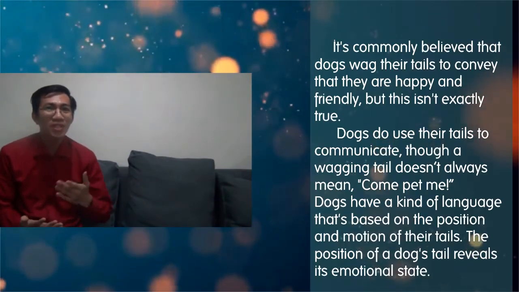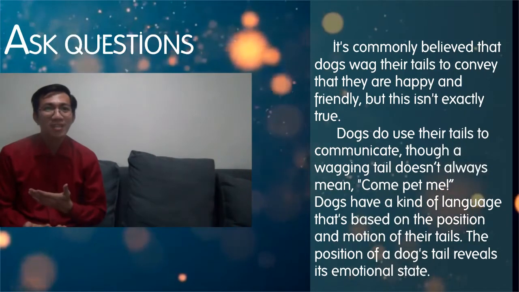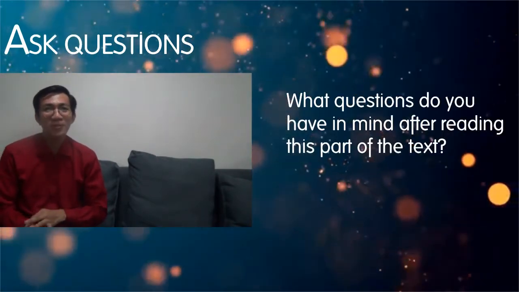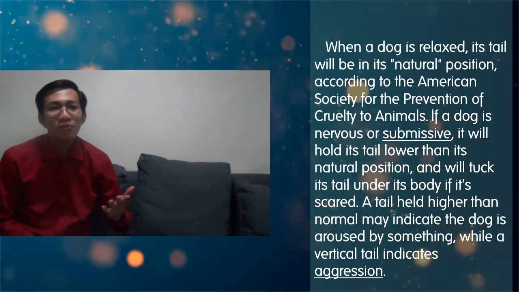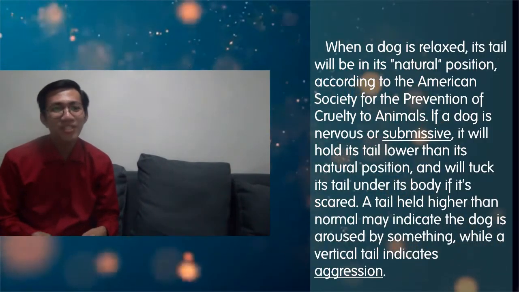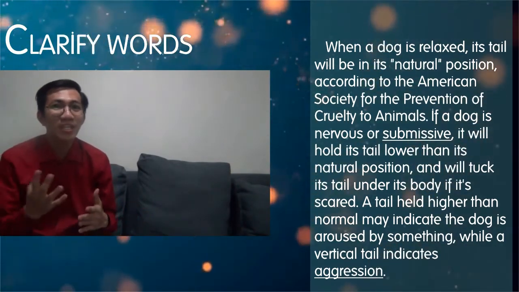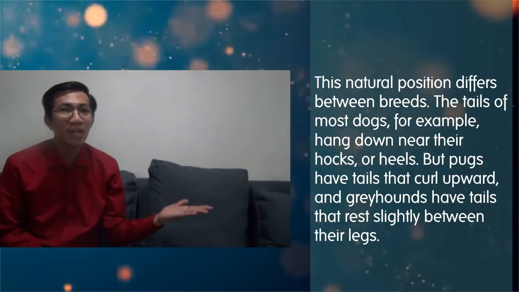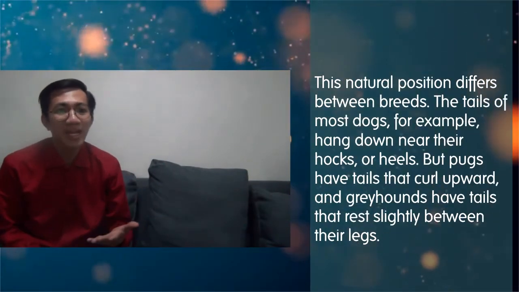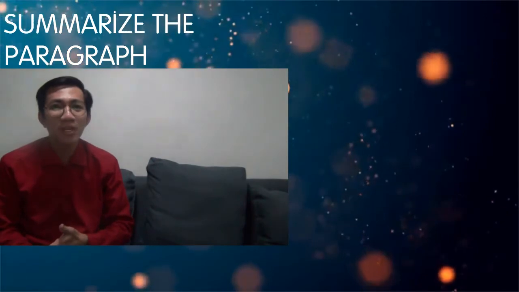Now we are ready to present an expository text, a science text that explains why dogs wag their tails, written by Joseph Castro. So after reading this text, you can ask your students to ask questions. What questions do you have in mind after reading this part of the text? After reading this paragraph, say, before moving to the next part of the text, ask the students to clarify words such as submissive and aggression, because these are the words that are difficult to understand from this part of the text. You can ask your students to summarize by asking the question, what does this part of the text tell us?